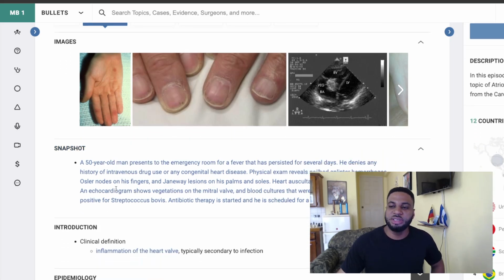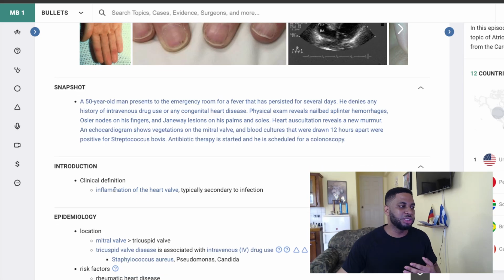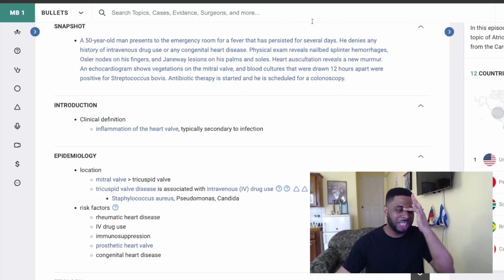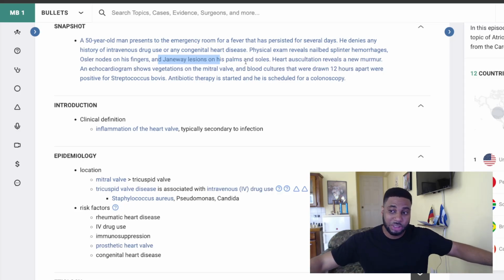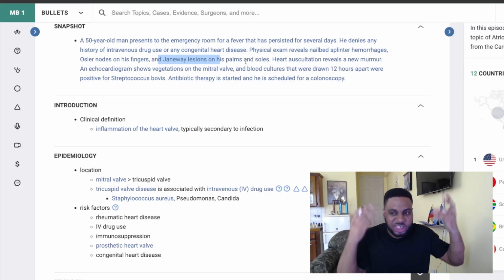And they always start out every page with a question or a vignette, okay? A classic presentation. Look at this. A 50-year-old man presents to the emergency room for a fever that has persisted for several days. He denies any history of IV drug use or congenital heart disease. Physical exam reveals splinter hemorrhages, Osler's nodes, Janeway lesions. Now, what they try to do with these vignettes at the top of the page is give you the classic presentation, the most obvious way a person with infective endocarditis is going to present. And that kind of sets your mind up, right?